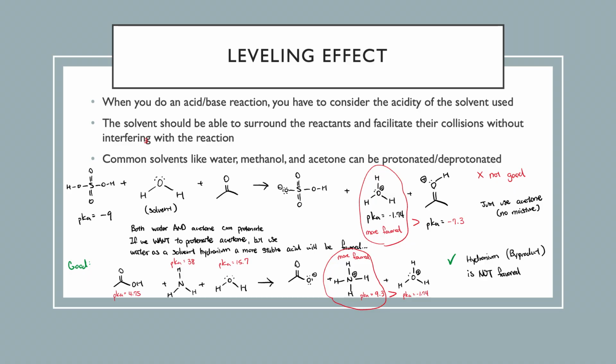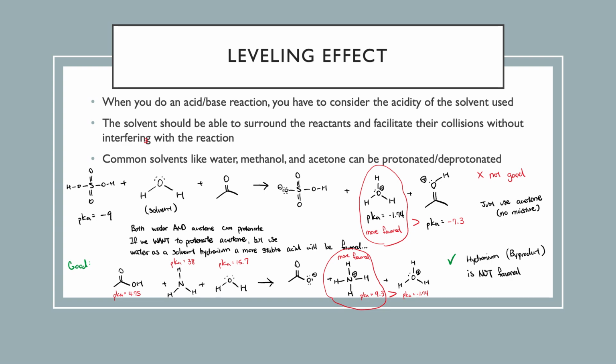So, a bad example would be, let's say you want to protonate acetone using a very strong acid like sulfuric acid. If you have moisture in there like water, what will happen is the hydronium ion, which has a higher pKa than the protonated acetone, will be favored, which creates a lot of byproducts and it will reduce the efficiency of the reaction.